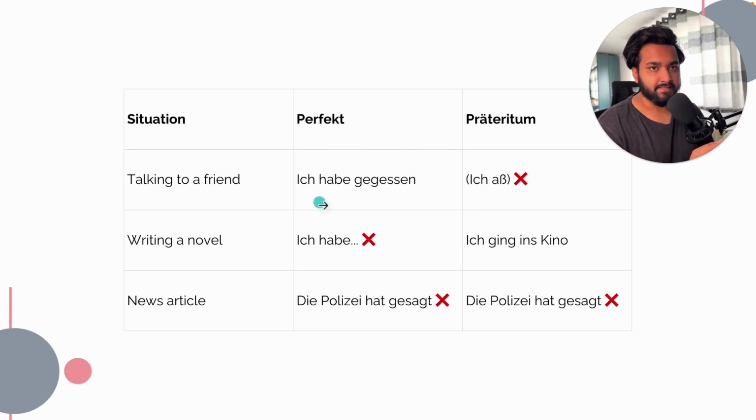Ich habe gegessen. That means I ate. Do you say ich habe gegessen or, in Präteritum, ich aß? No, you say ich habe gegessen, because you're talking to a friend and you don't have to be formal at all, and you don't say it like written German.